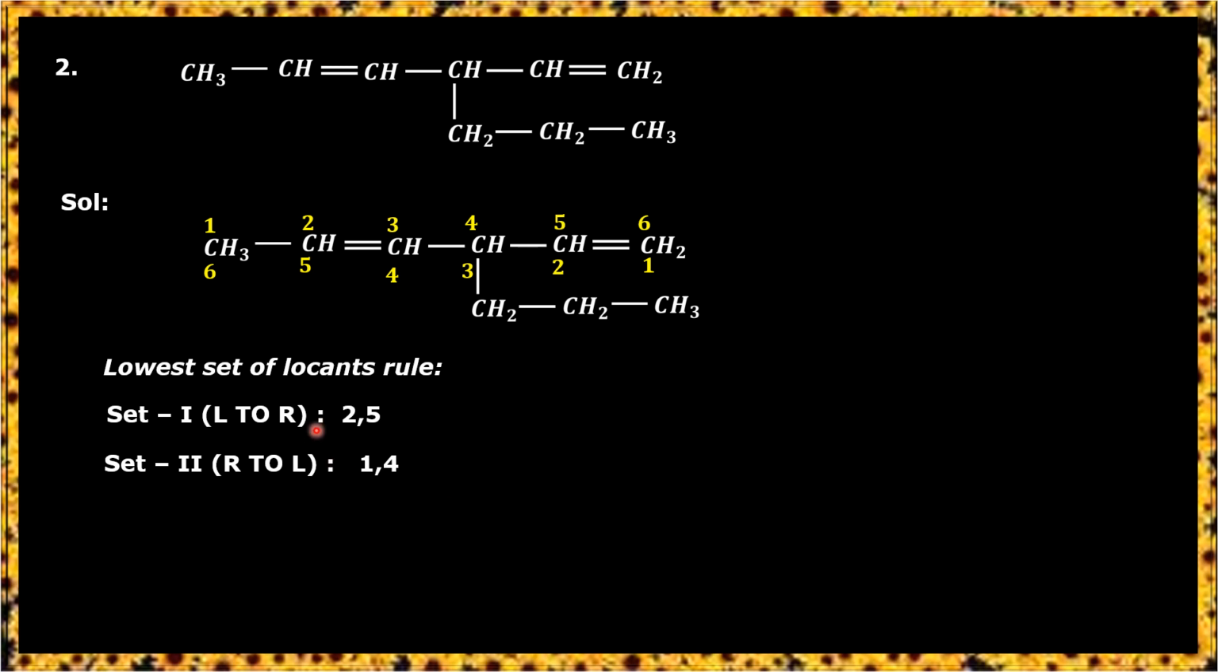We have to compare these sets term by term. Here at the first point of difference, 1 is less than 2. That means you need not compare the remaining terms. So at the first point of difference, 1 is less than 2, meaning the set 1, 4 is lower. That is, numbering from right to left is the correct way of numbering. So this one is the wrong way of numbering, and this is the correct way of numbering.